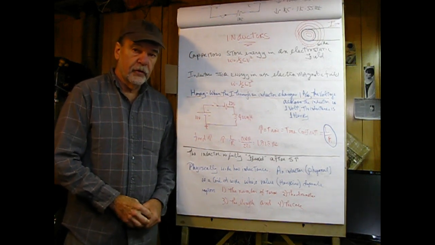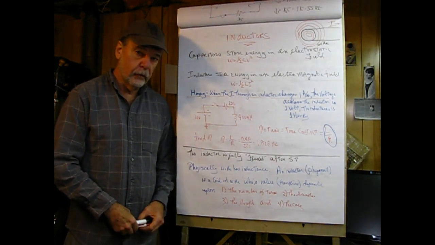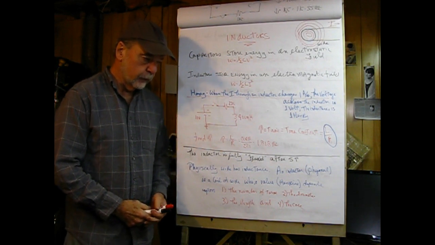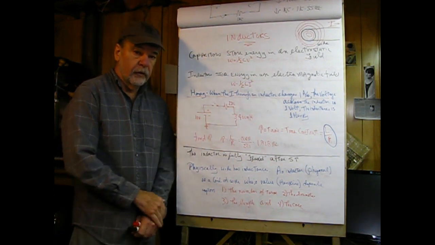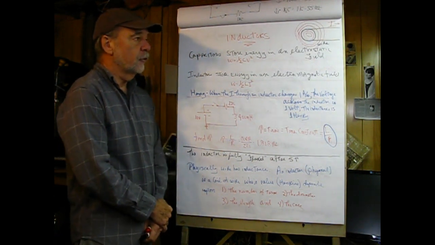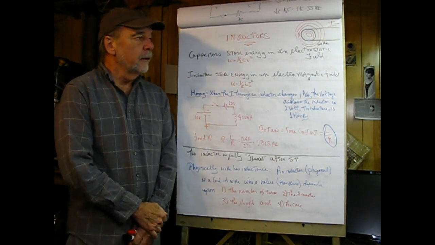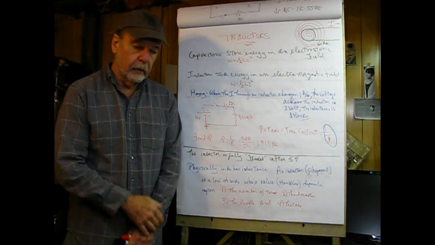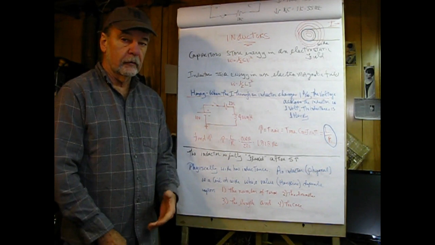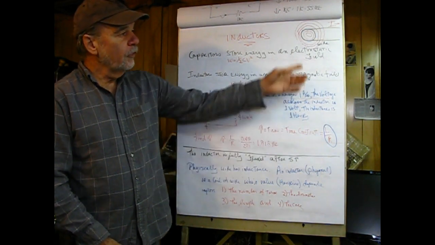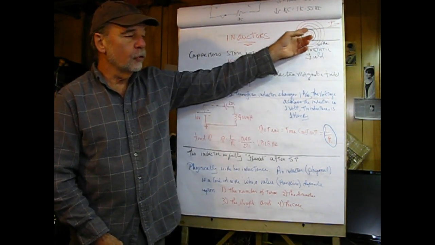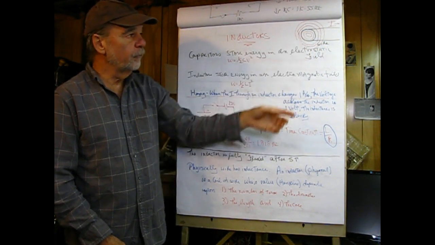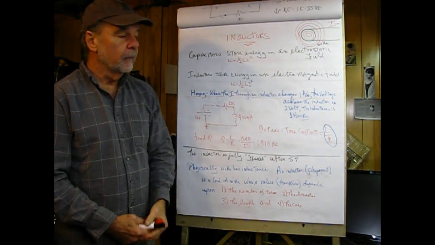Hi, my name is Jim, and our topic is inductors, which have characteristics which are very similar but opposite to that of capacitors. An inductor is based on a magnetic field, where a capacitor is based upon an electrostatic field. We very briefly take a look at a wire, say a wire cut in half, and we have a current flowing through it.